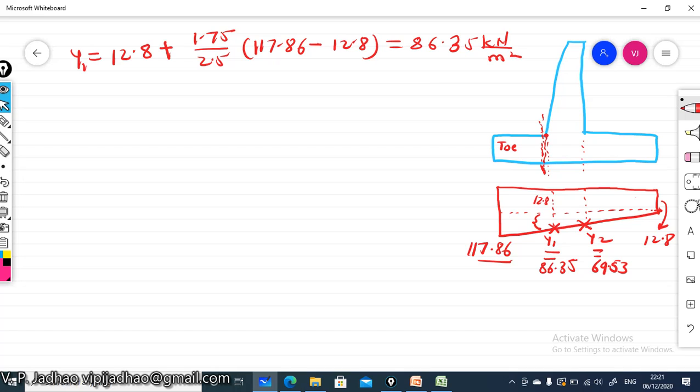So the bending moment developed will be, first, due to this 12.8 kilonewton per meter square uniformly distributed load, and some load having some intensity like this. This value will be 117.86 minus 12.8, and again this value will be 86.35 minus 12.8. Like this, two different loads will be acting on this particular portion.